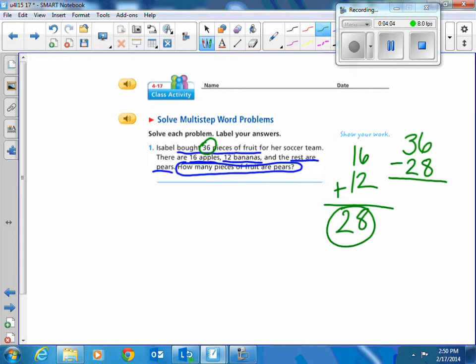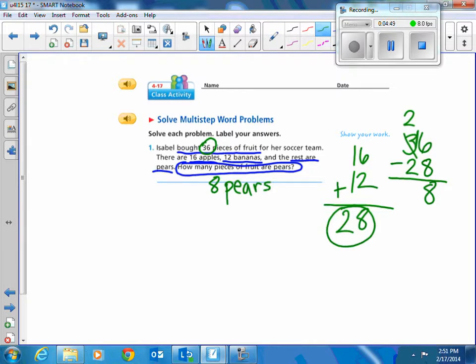All right, so where do we start? Ones place. Can I have 6 take away 8, boys and girls? Nope, I can't. I need to go to my neighbor. Excuse me, Mr. Neighbor. So my 3 says, sure, you can have one. What's my 3 going to change to, boys and girls? It's going to give me one. That's right, it changes to a 2. And we put our 1 in front of the 6, and now it's no longer a 6, it's a 16. So what is 16 take away 8? That's right, it's 8. And now 2 take away 2 is 0. So boys and girls, how many are pears now? That's right, 8 of those pieces of fruit are pears.